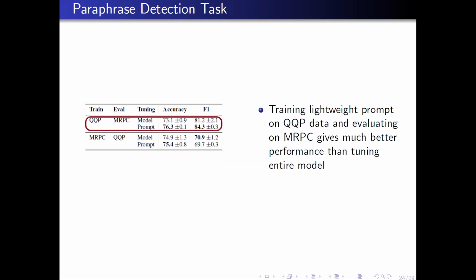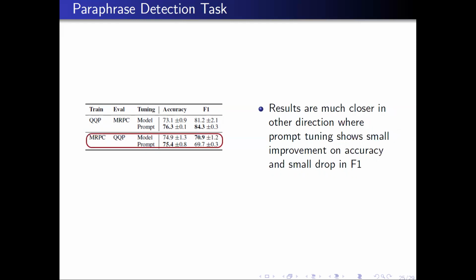First, training lightweight prompt tuning on QQP data and evaluating on MRPC gives much better performance than model tuning the entire model. However, results are much closer in the other direction, where prompt tuning shows a small improvement in accuracy and a small drop in F1.